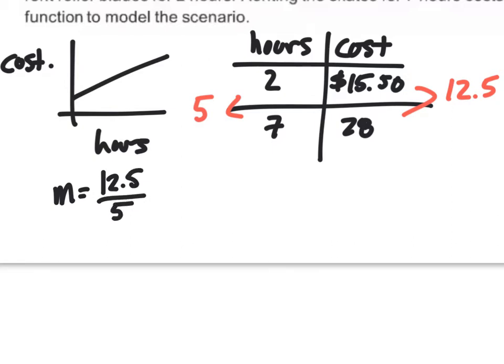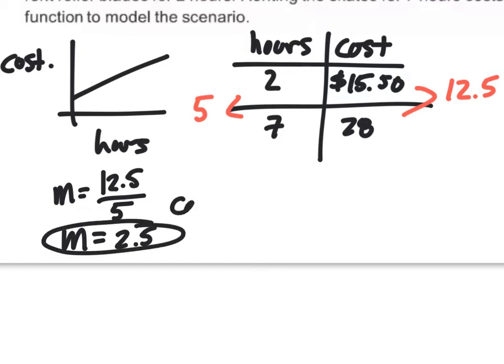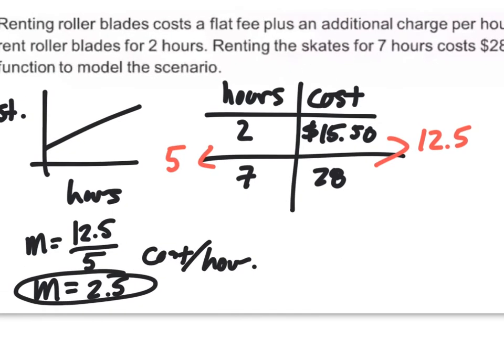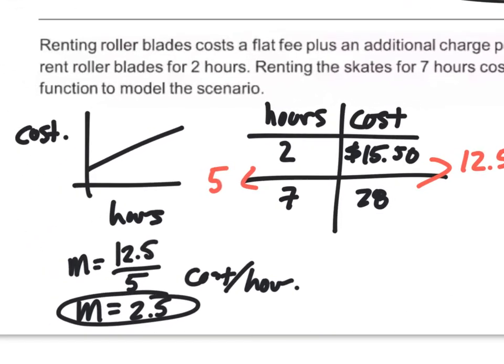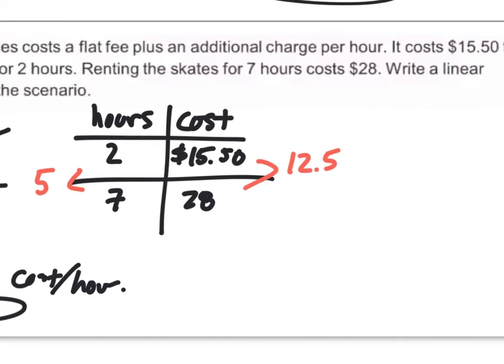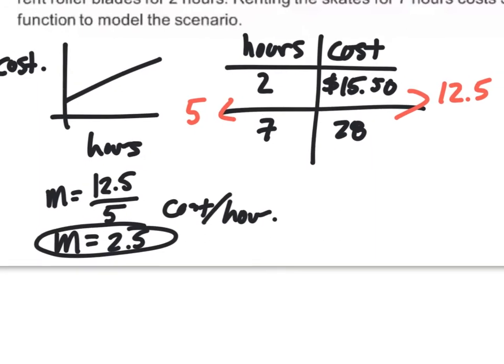Let me go ahead and figure out what that is if we simplify it. This is going to simplify down to 2.5, and this is your cost per hour. That's your slope. But we have to figure out what the flat fee is, how much it would cost just generically.